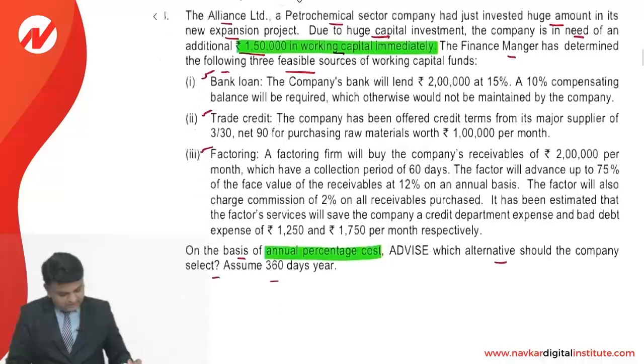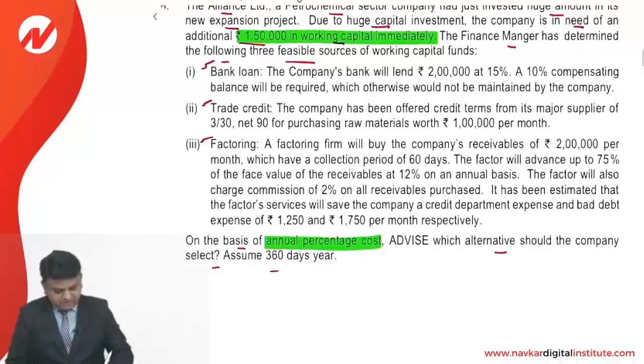Over here the information given is that the first alternative is that we can take the bank loan. The amount is 2 lakhs at 15%. It means that we have funds availability of 2 lakhs. We may not use it entirely. The rate of interest is 15%, and a new point is that a 10% compensating balance will be required. Otherwise, it would not be maintained by the company.